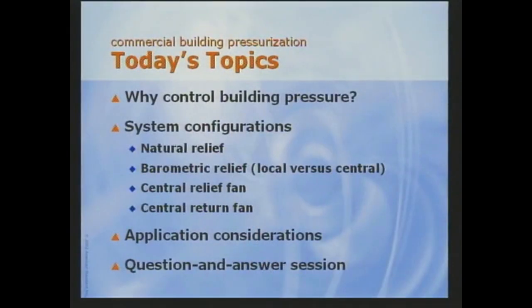Thanks for joining us. Today's program will meet these goals as we seek to understand the influences and factors of airside systems upon pressurization in commercial buildings. But before we delve into this broad subject, let's give you a roadmap of where we're heading. First, we'll answer the question, why control building pressure? And we'll discuss what causes the indoor pressure to change. Next, we'll discuss some common system configurations used when controlling building pressure. Then we'll cover some basic application considerations, including sensor location and selection. Finally, we'll move to our question and answer session.